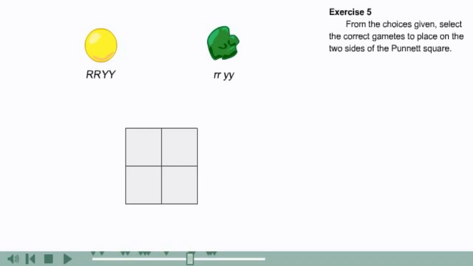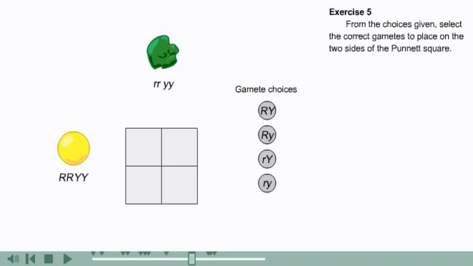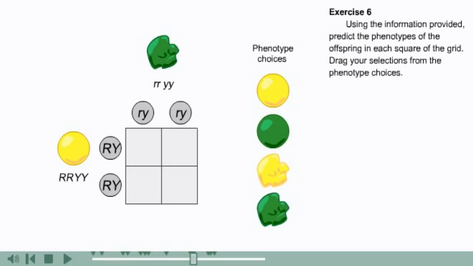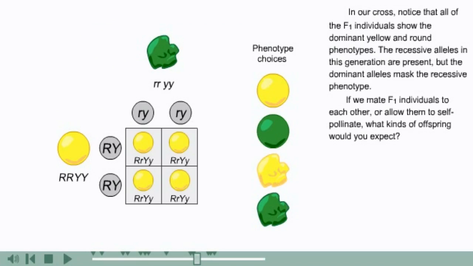From the choices given, select the correct gametes to place on the two sides of the Punnett square. Using the information provided, predict the phenotypes of the offspring in each square of the grid. Drag your selections from the phenotype choices. In our cross, notice that all of the F1 individuals show the dominant yellow and round phenotypes. The recessive alleles in this generation are present, but the dominant alleles mask the recessive phenotype.